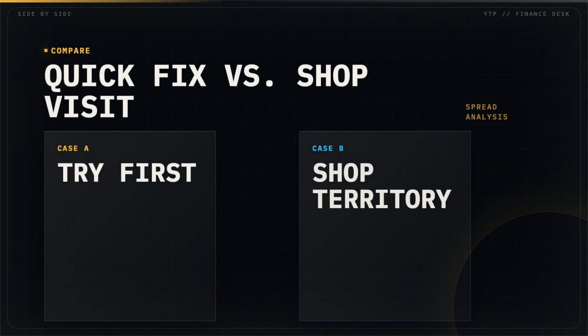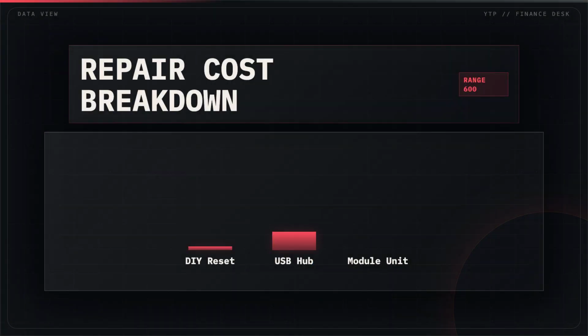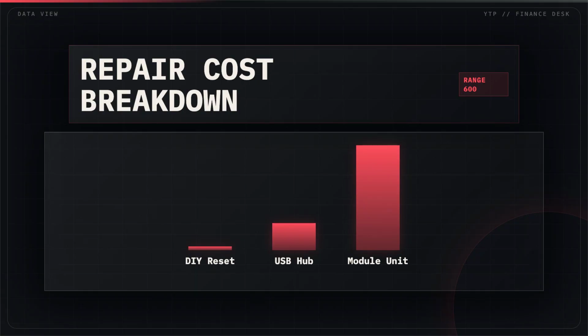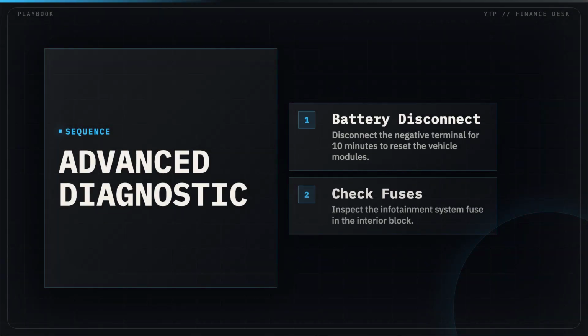Try these DIY software resets before paying for a dealer diagnostic, which is usually reserved for hardware failures. As you can see, the cost escalates quickly if the problem moves from a simple software reset to hardware replacement. For persistent issues, a hard power reset of the vehicle's electrical system can force the infotainment module to reinitialize.